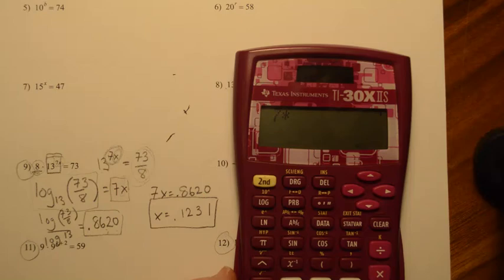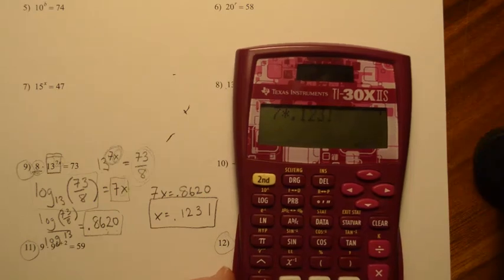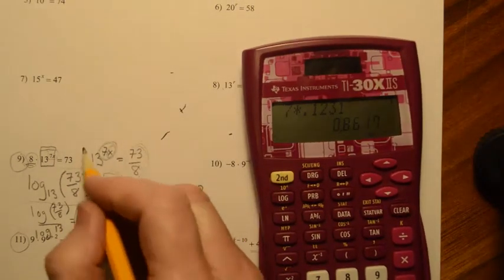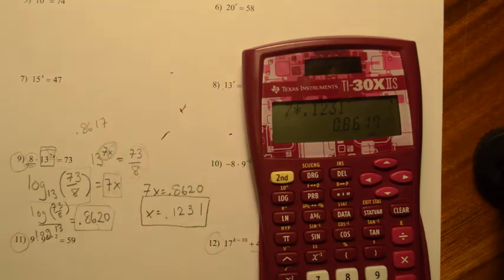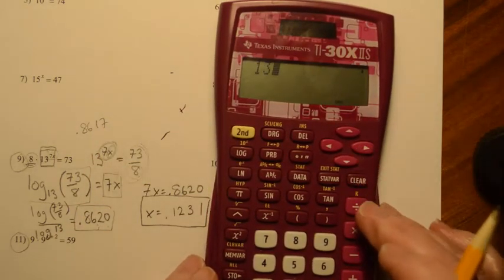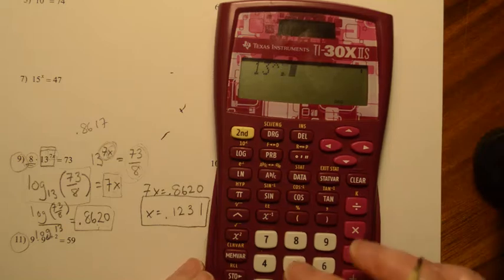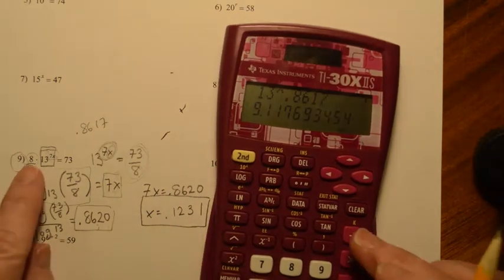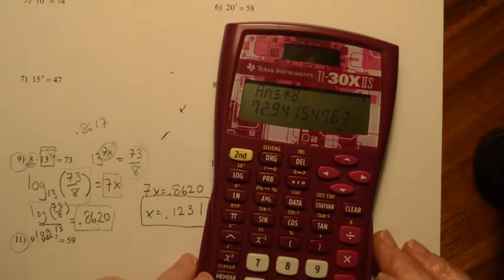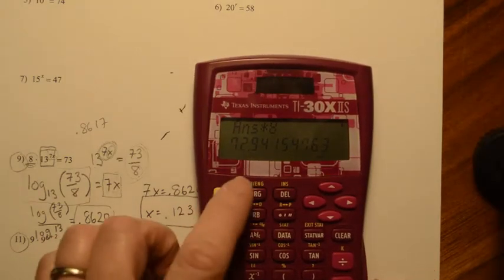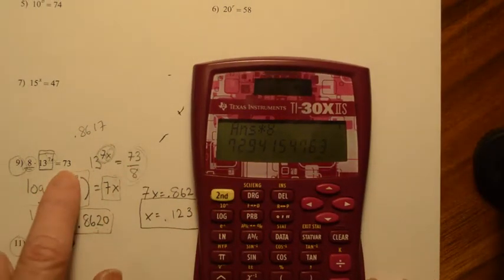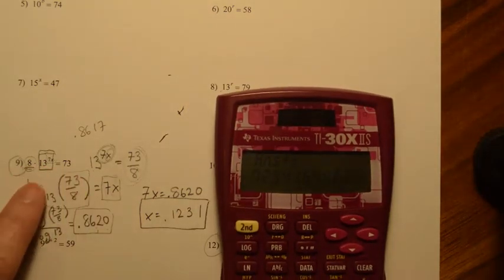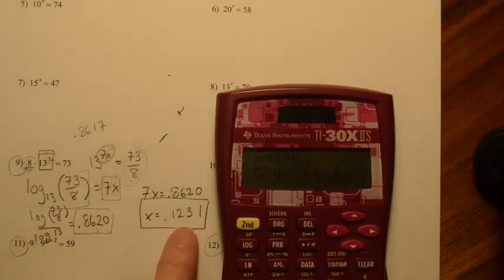7 times 0.1231, I get 0.8617, and I raise 13 to that power, so 13 caret 0.8617, and I get that, and then I multiply it by 8, and I get 72.94, which is very close to 73. So you can check it by plugging it back in and doing it just like we've checked other equations if you really are afraid that that's not accurate.